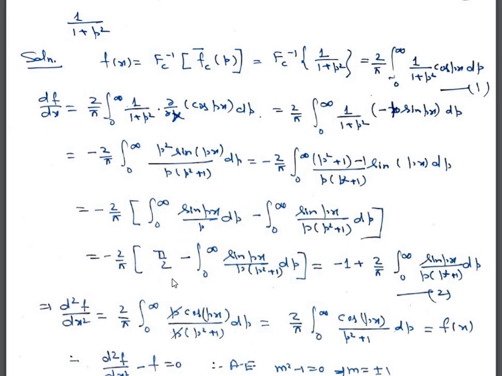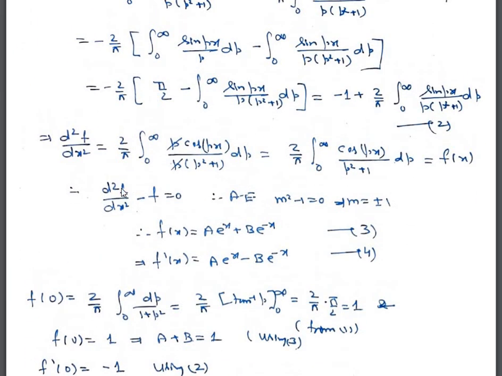The value of this integral is pi by 2. So we have df/dx is equal to minus 1 plus 2 upon pi integral 0 to infinity sine px upon p into p square plus 1 dp. Now differentiating once again with respect to x, d2f/dx square is equal to 2 upon pi integral 0 to infinity p cos px upon p into p square plus 1, which is equal to 2 upon pi integral 0 to infinity cos px upon p square plus 1 dp, which is nothing but f(x) from equation number 1.